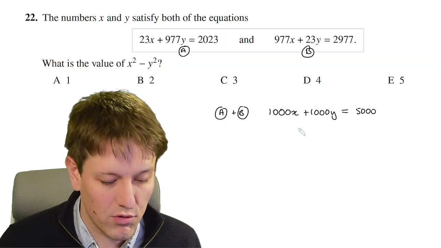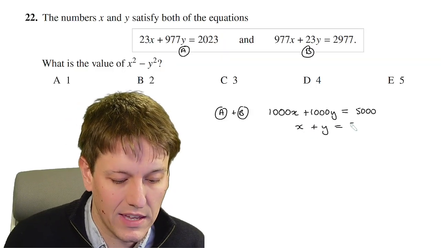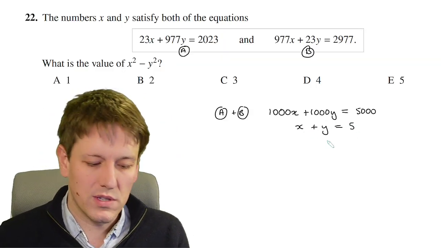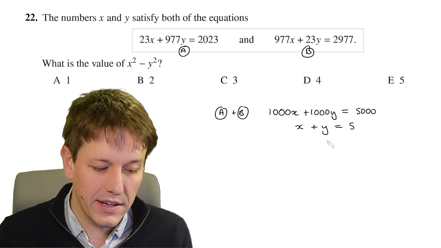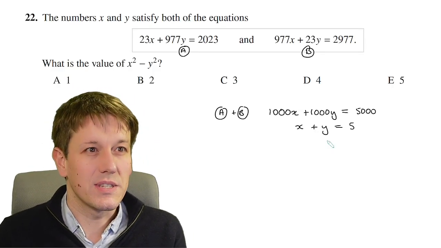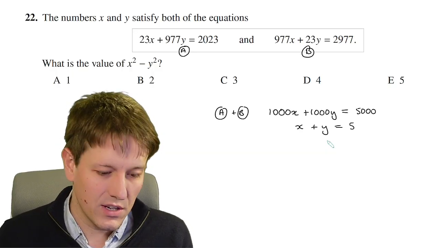So dividing this equation through by 1000 gives me x plus y equals 5. At this point you could take that and substitute back into one of the equations and work out x and y. It wouldn't be so bad, but we're still in a maths challenge, so we're still on the lookout for some nicer ways of doing things.